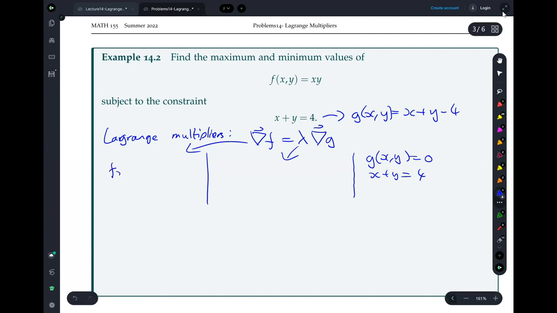Partial of f with respect to x is equal to lambda times partial of g with respect to x, okay? And then what's the other equation that we're going to get? Partial of f with respect to y is equal to lambda, again the same lambda, times partial of g with respect to y. Okay, so you know how to work out partials. You know how to solve systems of equations. Have a go at seeing if you can find out what the x and y values are here.